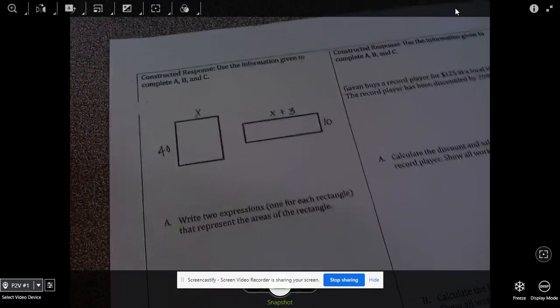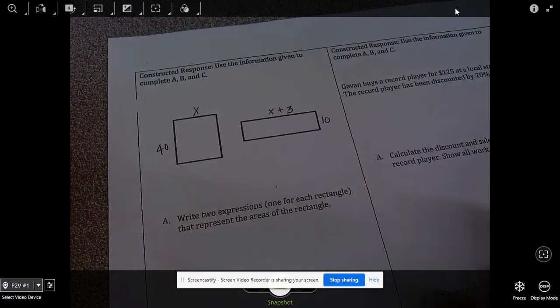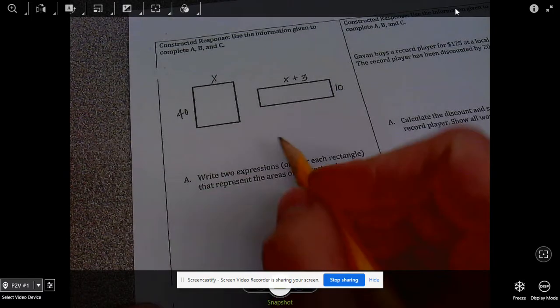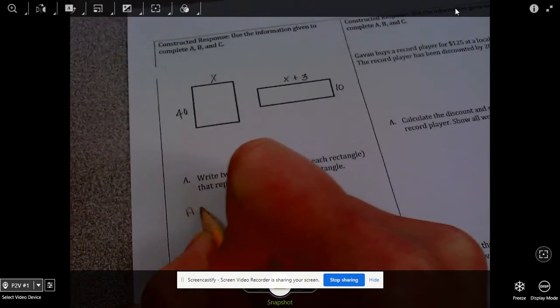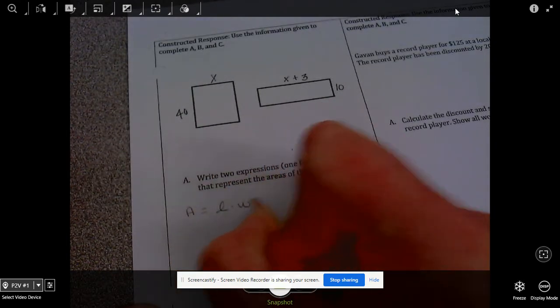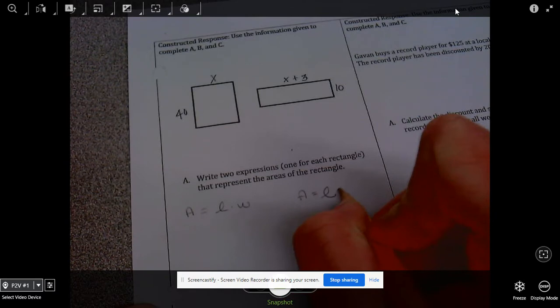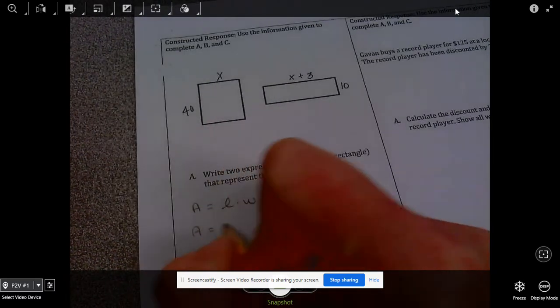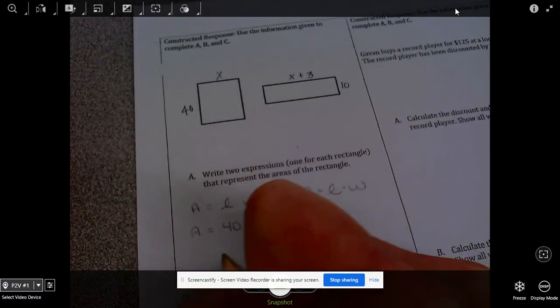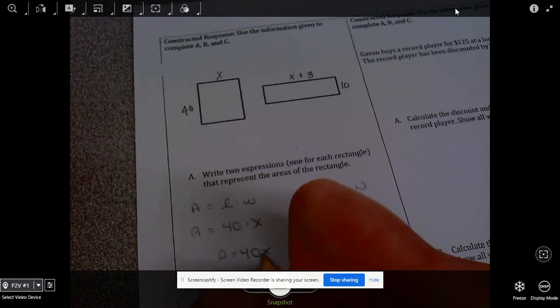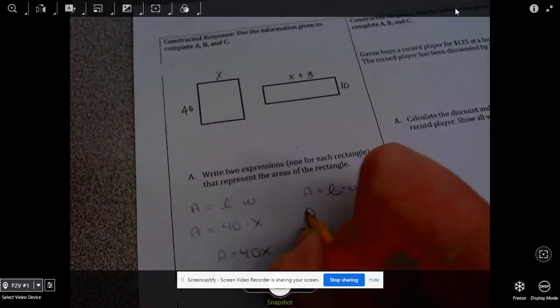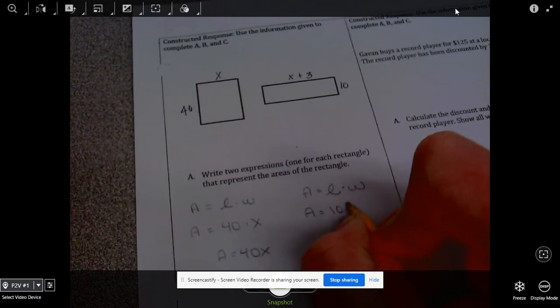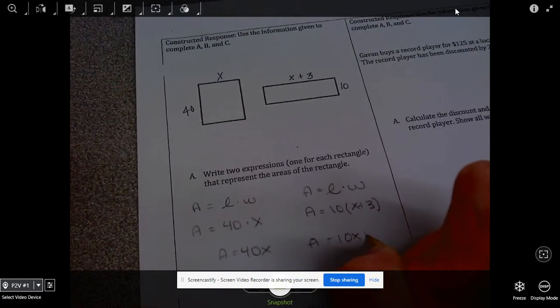It says, write 2 expressions, one for each rectangle that represent the areas of a rectangle. So the area of a rectangle here is length times width. Same with this one. So the area for the first one is your length times your width. It doesn't matter which one goes where, so it's just 40 times x, which is 40x. The next one is length times width, so 10 times the quantity x plus 3. So its area is 10x plus 30.